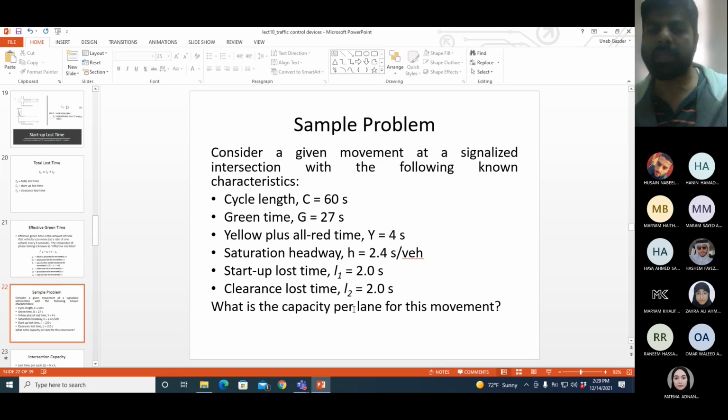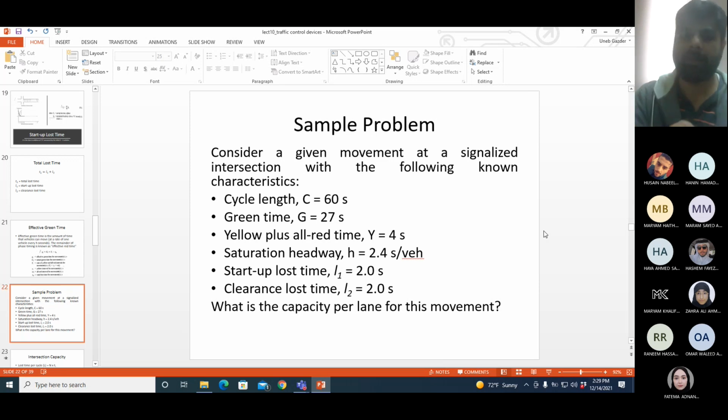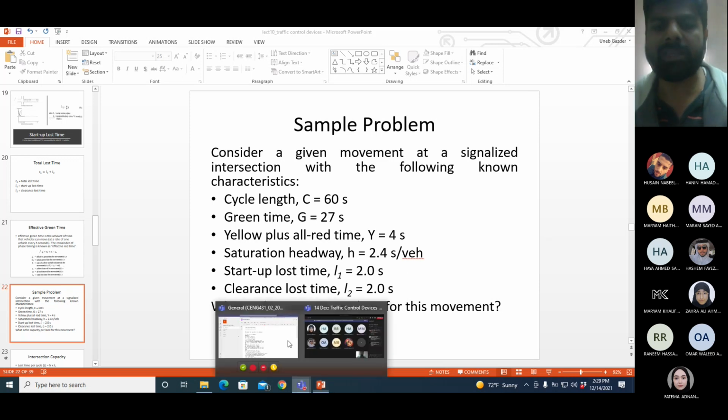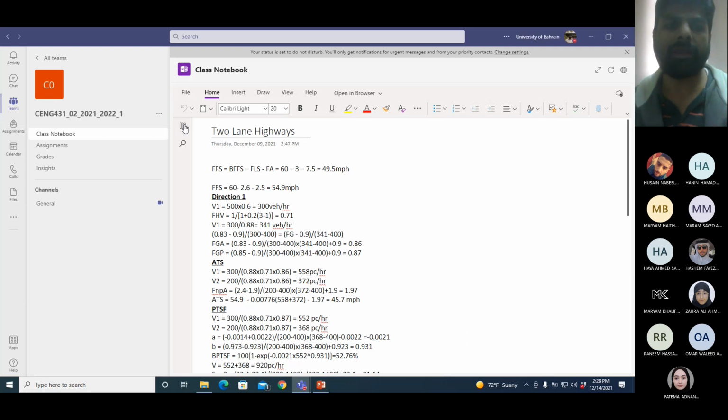Now keep one thing in mind. In this example, we will be using saturation headway to calculate capacity. So whenever you use headway to calculate capacity or flow rate, it is by default per lane. Okay, so you will calculate per lane. So don't worry about number of lanes here, although you have to calculate per lane, but it will be taken care of during the calculation.